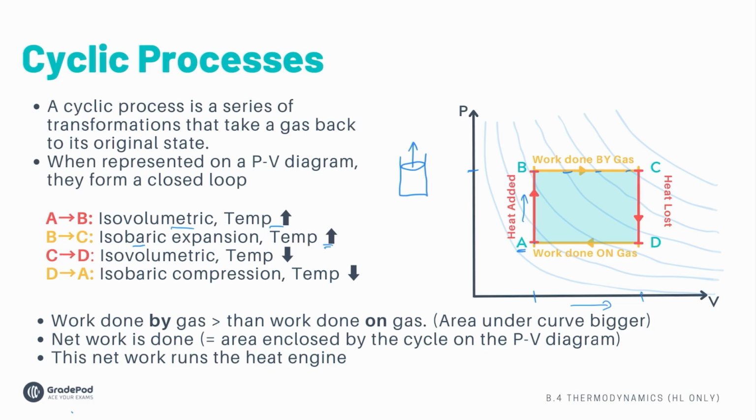In state C, we go through another process, and you can see that process goes down towards D. What's happening here? It's another isovolumetric process because the volume stays the same.